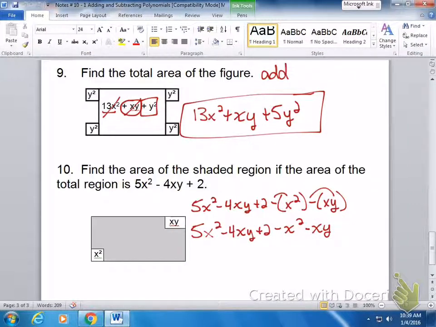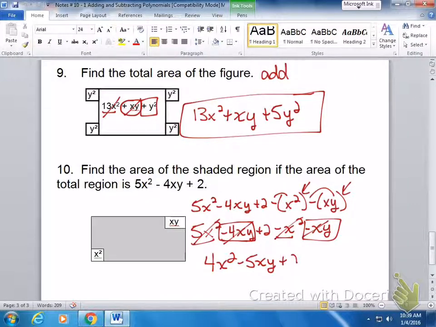Now you may not need the parentheses right here so much, but you should get in practice so you don't mess it up. Now we just combine like terms. 5x squared minus x squared is 4x squared. I have negative 4xy minus xy, that's negative 5xy. And all I have left after that is 2.